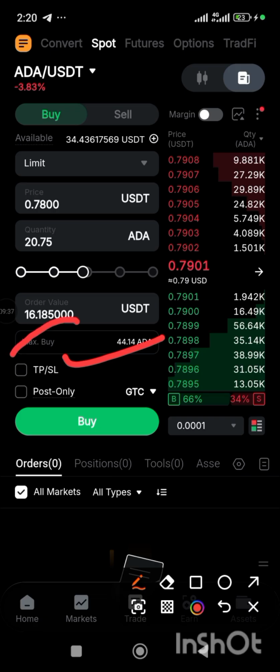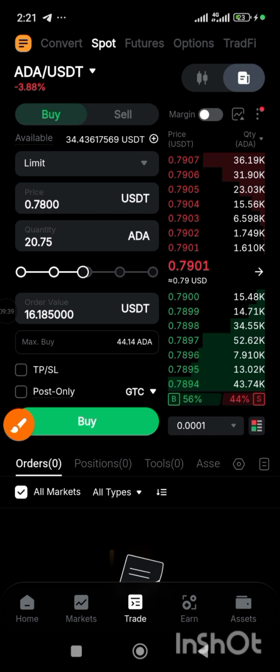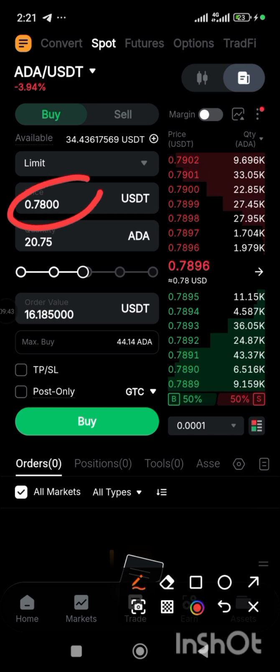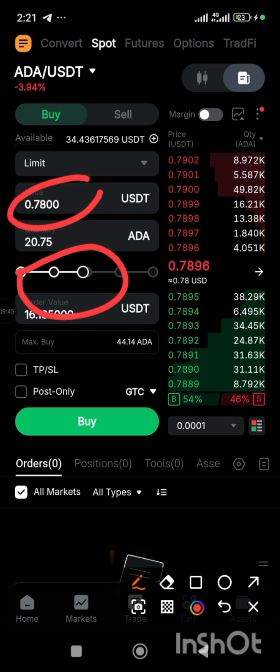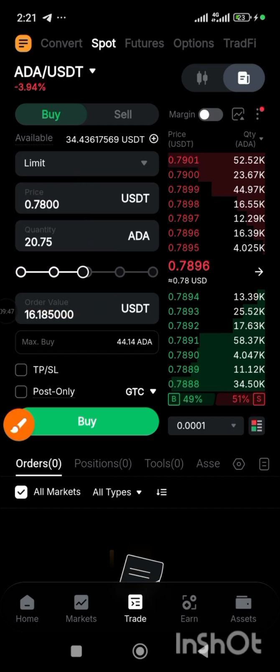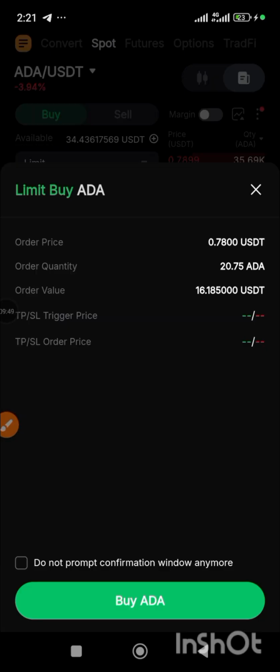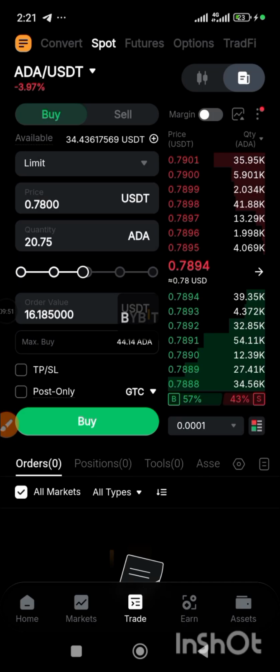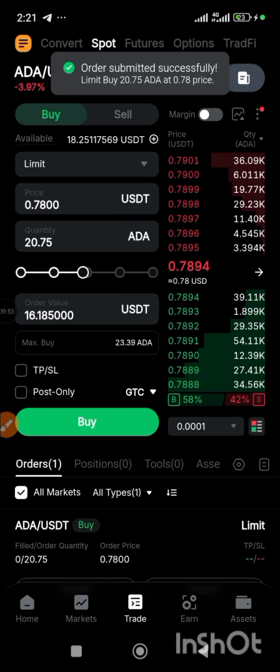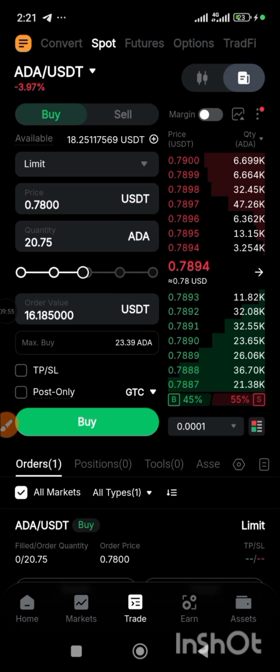Okay, so I'm going to leave this place. Once I set this limit and I've given the amount I want the system to use, I will go ahead and click on buy. Okay, I will still confirm it. Yes, I want to buy it. Now, I've gotten my ADA coin under market price and limit price.